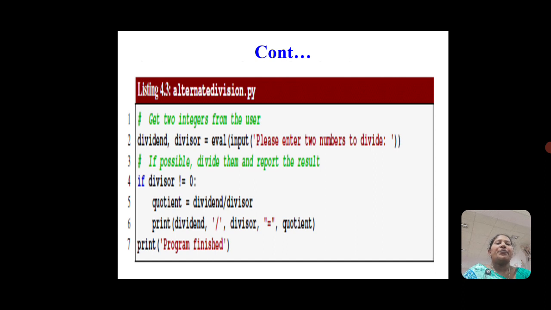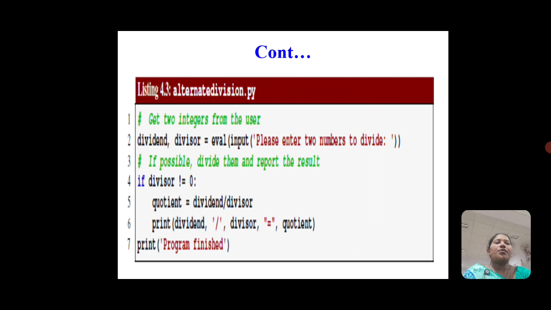In the second line, you are assigning dividend and divisor equal to eval, which is a function used to get the input from the user, eval of input of enter two numbers. So it will get two numbers from the user, and it will assign the first number to dividend and the second number to divisor. So what are you checking in the fourth line? In the fourth line, if starts at the first position itself. If divisor not equal to 0, that means the second input you have given should not be equal to 0. If it is 0, you can't divide an element.